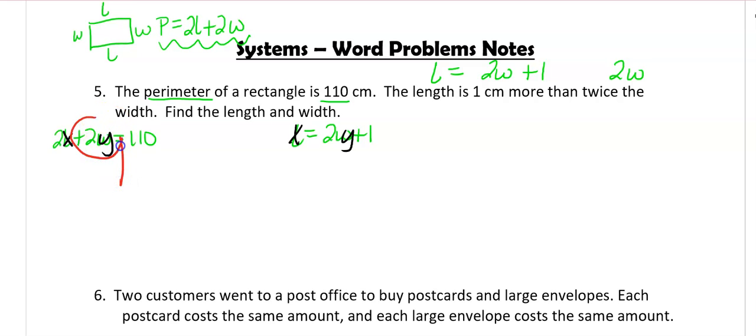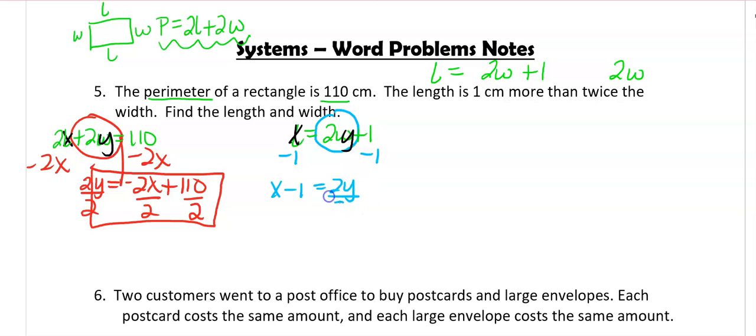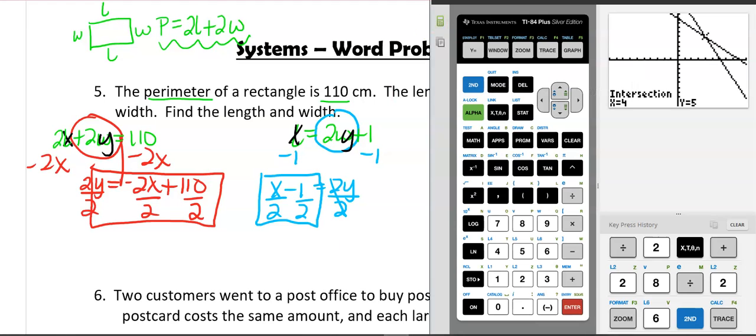If I want to get that 2y by itself, I'm going to subtract 2x. So 2y equals negative 2x plus 110. Divide by 2, divide by 2, divide by 2. And you don't have to reduce. That's it. Plug it into y equals. I'm not asking you for the equation. I'm asking you for the answer. Okay? Then we're going to go over here, and if I want to get this 2y by itself, I'm going to minus 1, minus 1. I'm left with x minus 1 equals 2y. Divide by 2. And that is your answer. That's what's going to go in the calculator. It's not pretty, but it doesn't have to be as long as your answer is.